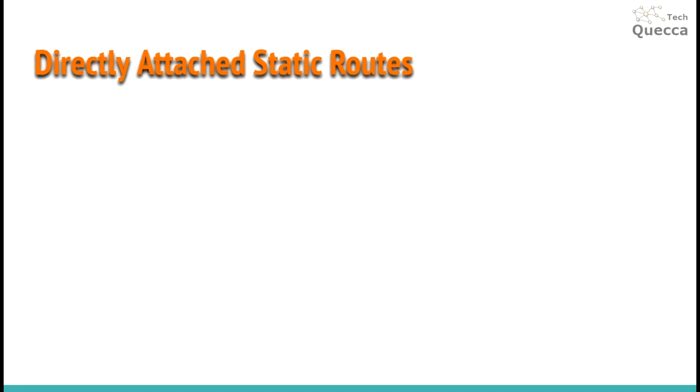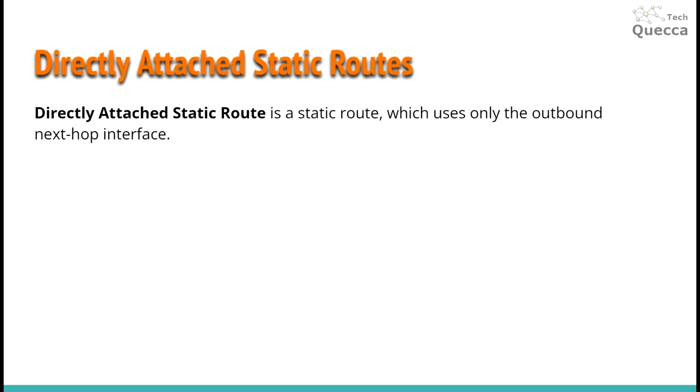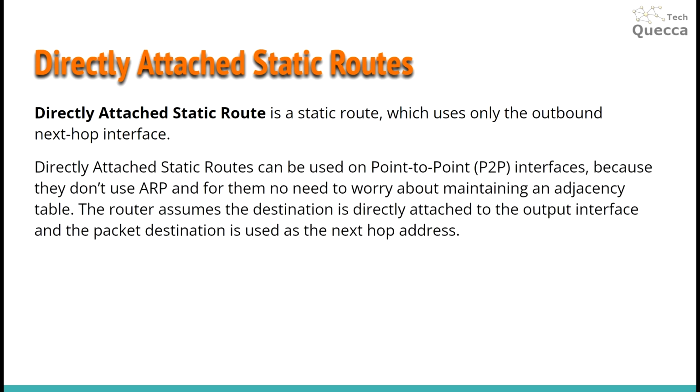Directly attached static routes. A directly attached static route is a static route which uses only the outbound next hop interface. Directly attached static routes can be used on a point-to-point interface, and it is recommended to use them only on point-to-point interfaces. I will show why. Because they don't use ARP, and for them there is no need to worry about maintaining an adjacency table.